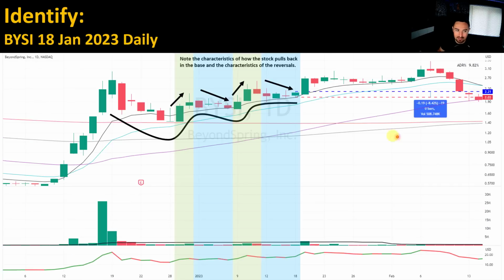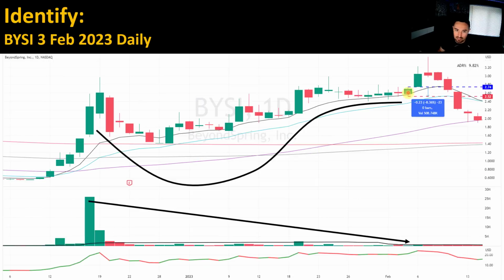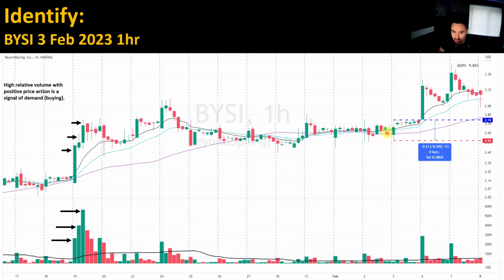This, tightness. BYSA, trigger bar in here, you're going to see this bar here and this bar here. Okay, look at the tightness. Look at the relationship of price to the 10, 21 and 50 SMA. Look at the shakeout demand tail. Look at the little gap down reversal bar. It's really good to see. This one here as well. Look, gap down reversal bar, prior closes here, gaps down, again, gap down reversal bars and shakeout demand tails, shakeout weak hands. It's really good to see. And then the tightness coming through.